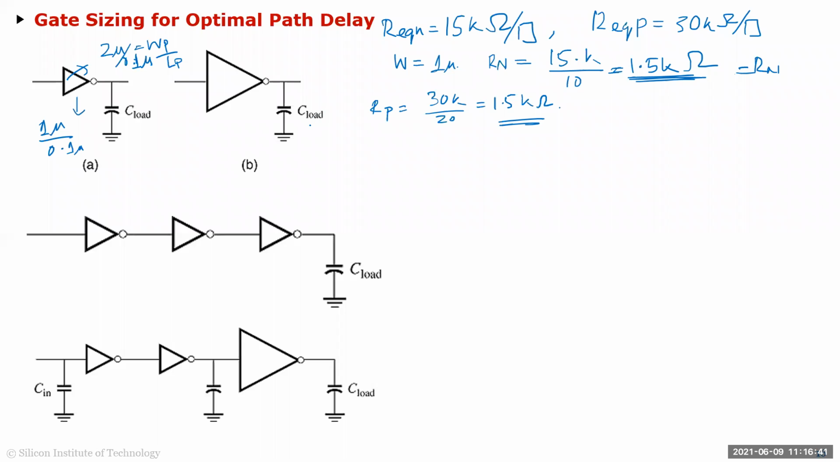Now let's say I want to drive a large cap. When I say large cap, let's take the example of 500 femtofarad. So I want to drive a 500 femtofarad cap. What's my TP,LH and TP,HL? This is a problem for you guys to solve now. It should be very easy. So solve and tell me what those numbers are.